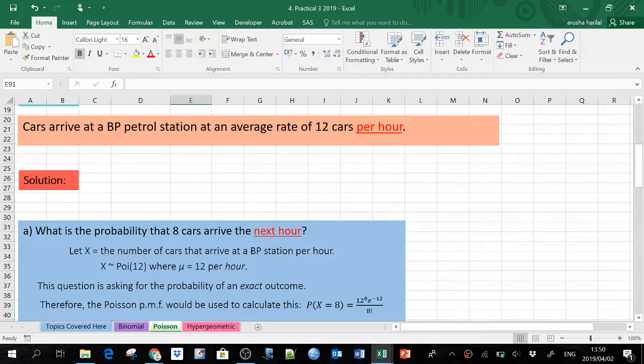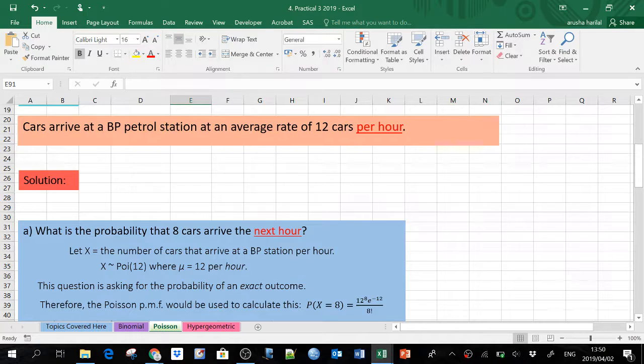Now again, when you are defining your random variable, define it as per the question. The question is asking you for the number of cars, or the probability of 8 cars that arrive in the next hour. Okay, so we're looking at an hour interval. So let's define x to be the number of cars that arrive per hour. Now, the question has given us the average rate based on an hour rate. So x has a Poisson distribution.